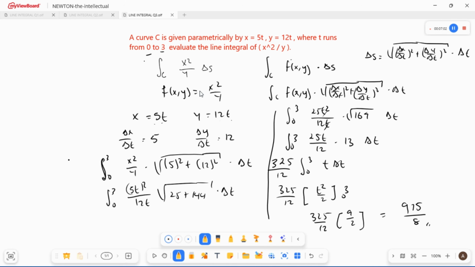So regardless whether they give you a curve or they give you a straight line, just make sure you look at the question. You see a curve, you're applying this formula f of x, y times ds, where ds is the square root of dx/dt squared plus dy/dt squared, dt. But if they give you a line, you get your parametric equations, and then you take the dot product of F·dr, and then you integrate and you get your answer. Remember, the standard limit is from 0 to 1.